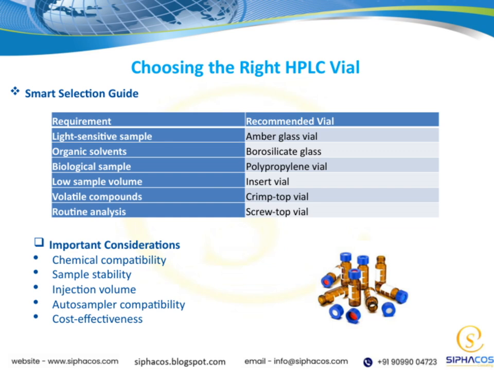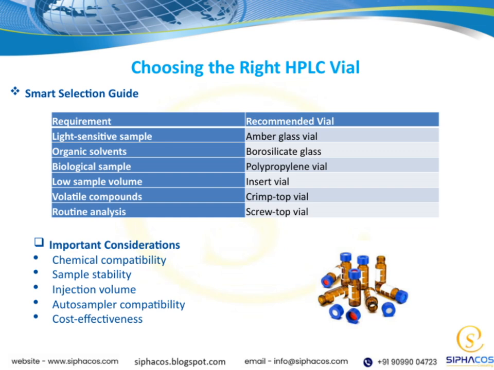For light-sensitive samples, amber glass vials are recommended. For organic solvents, borosilicate glass works best because of its chemical resistance. Biological samples are best stored in polypropylene vials, which are inert and safe. If you're dealing with low sample volumes, using an insert vial helps. For volatile compounds, crimp-top vials are ideal to prevent evaporation. And for routine analysis, screw-top vials provide a reliable, easy-to-use option. Ultimately, choosing the right vial is about matching these key requirements to your specific needs, ensuring accurate, reliable results in your analysis.